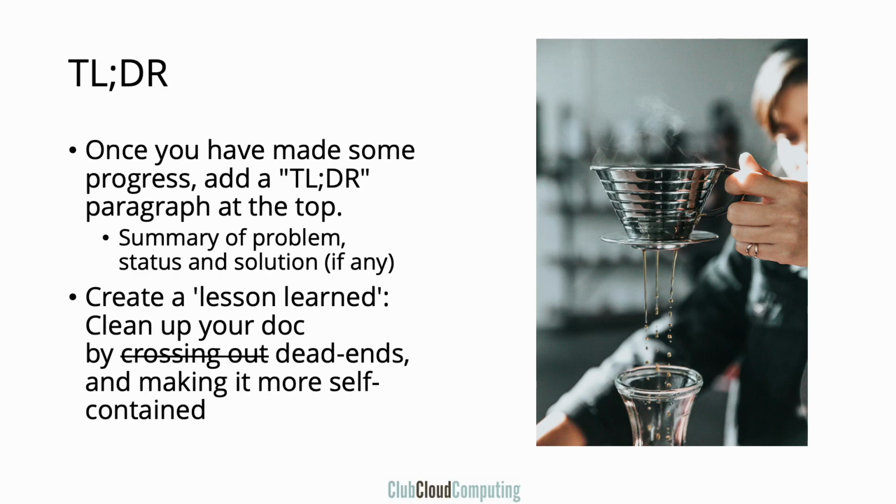Once you're done, you have solved the problem or you decided it's a 100% dead end, you want to create a lesson learned out of that document. You want to clean it up by doing two things. One is to cross out any dead ends. Don't delete them, cross them out. You want to show that you took the path and it actually didn't work. That's valid and important information. You also want to make it more self-contained because typically you forget to put in things that after a couple of weeks you go like, what was that again?